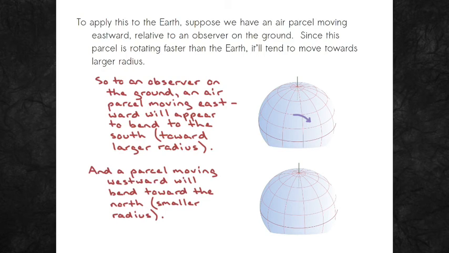So sketching that on my globe, we've got an object that's going to be moving westward, and as a result of moving westward, it's rotating more slowly, so it moves in towards the axis of rotation. Kind of like that.